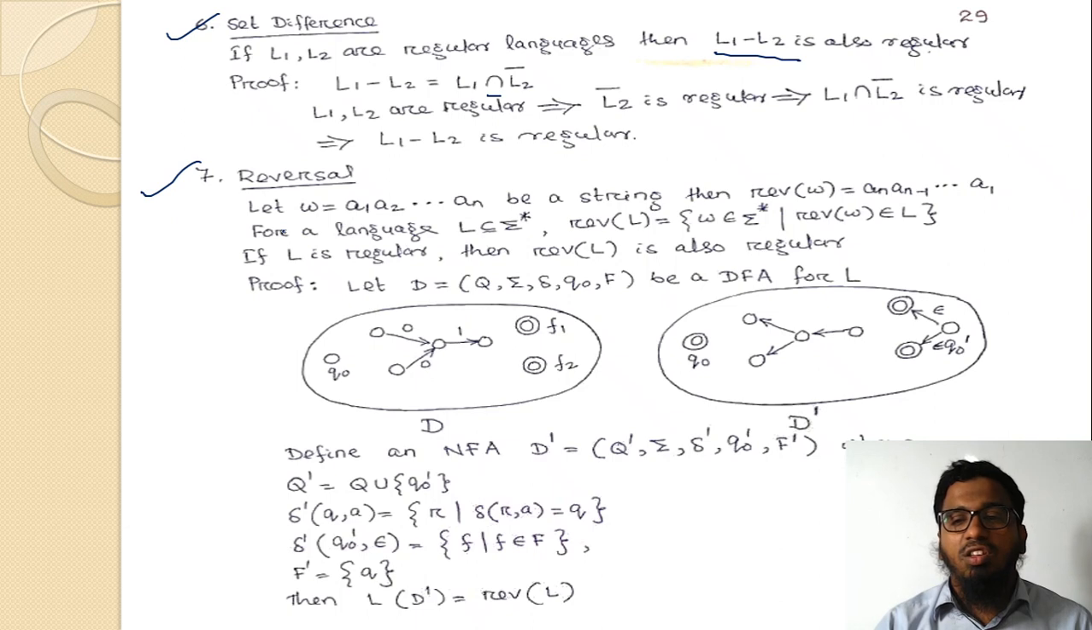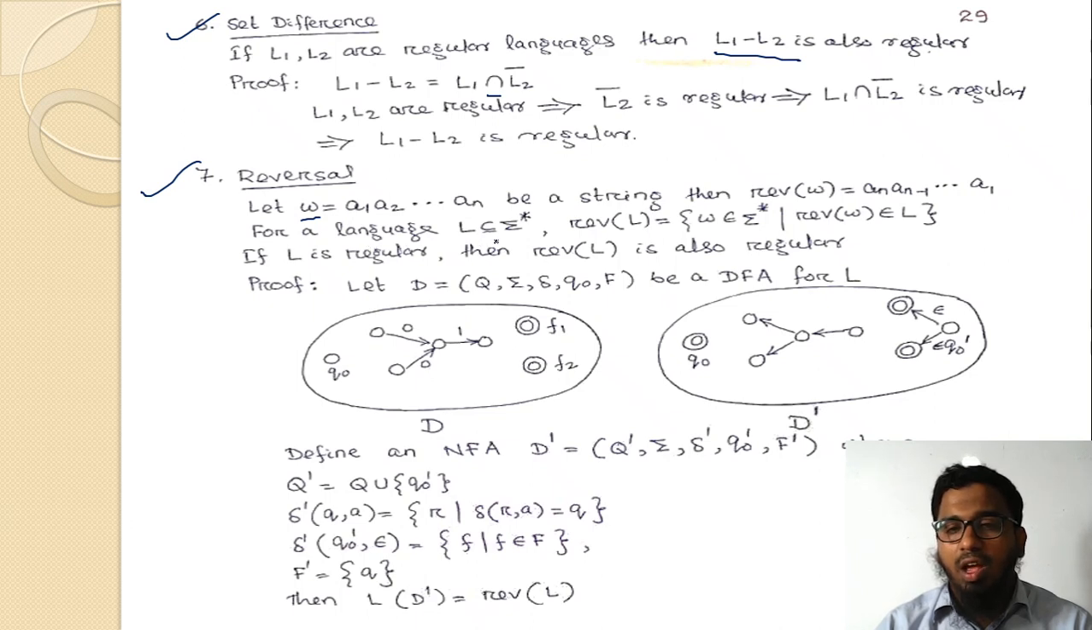Reversal. What is this reversal? In the reversal, we take a string W = A1, A2, so on, AN, and the reverse of W is AN, AN minus 1, AN minus 2, so on, A1. It goes from 1 to N in the original, and from N to A1 in the reverse.